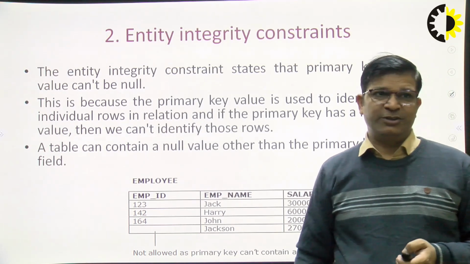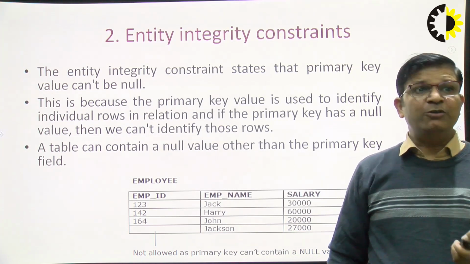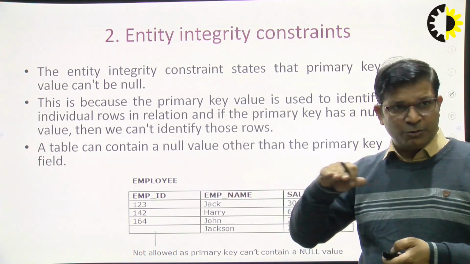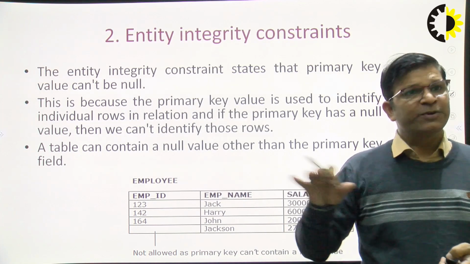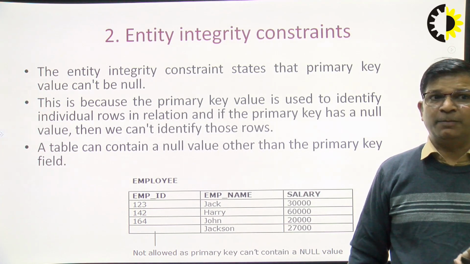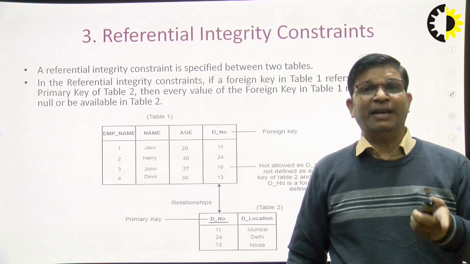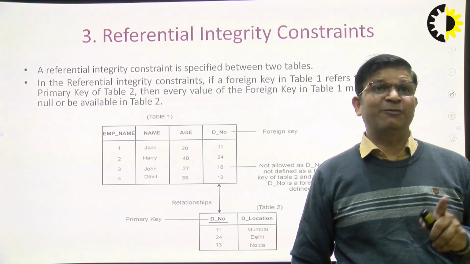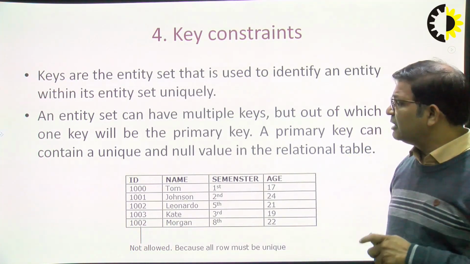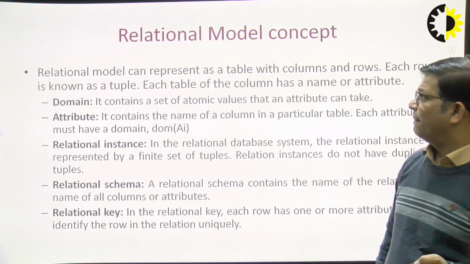Entity integrity constraint: the primary value cannot be null. The primary value is used to identify the other columns of that particular row which you want to identify. A table can contain a null value in fields other than the primary field also. Referential integrity: there is a primary key and foreign key relationship. Then this is a referential integrity constraint. Key constraint: whenever we find that this is a primary key or unique key, a duplicate entry cannot be allowed.